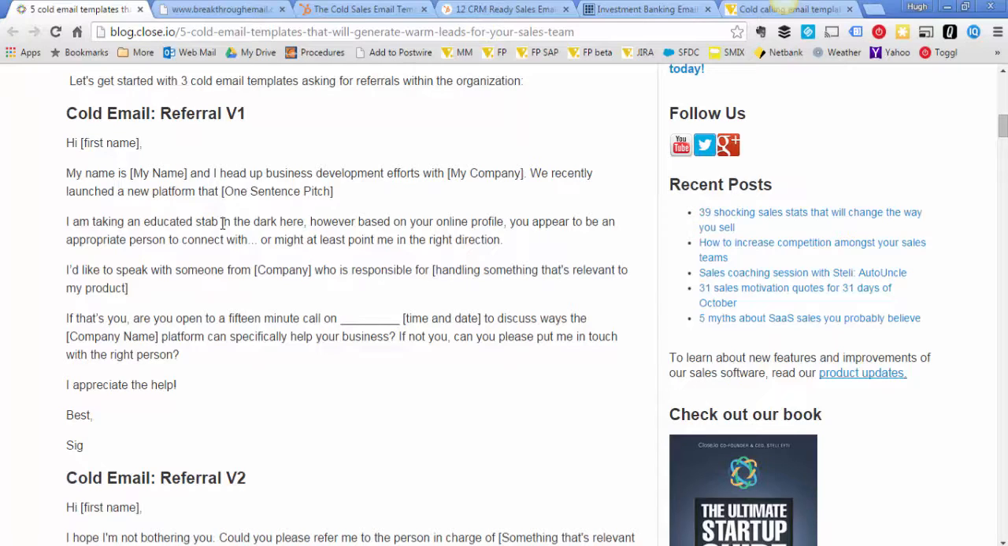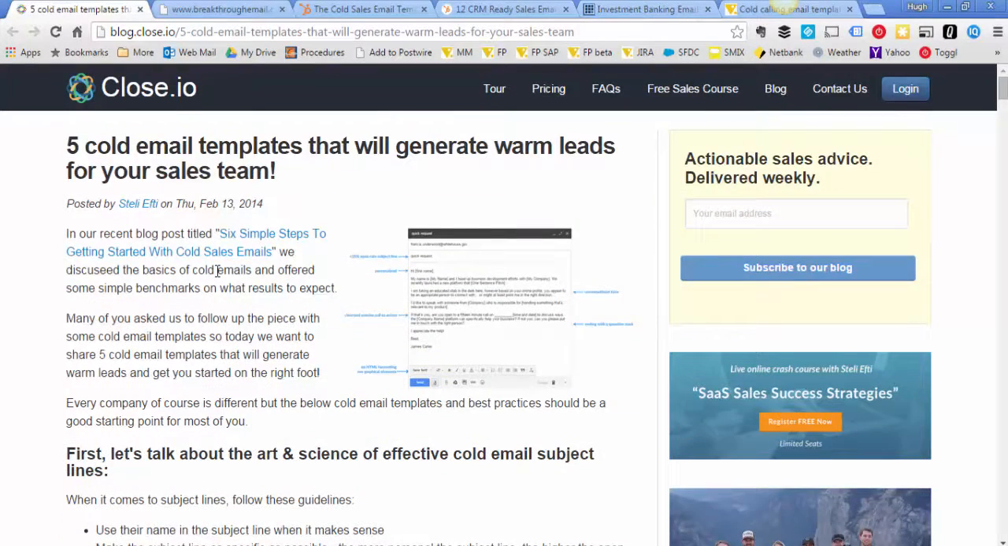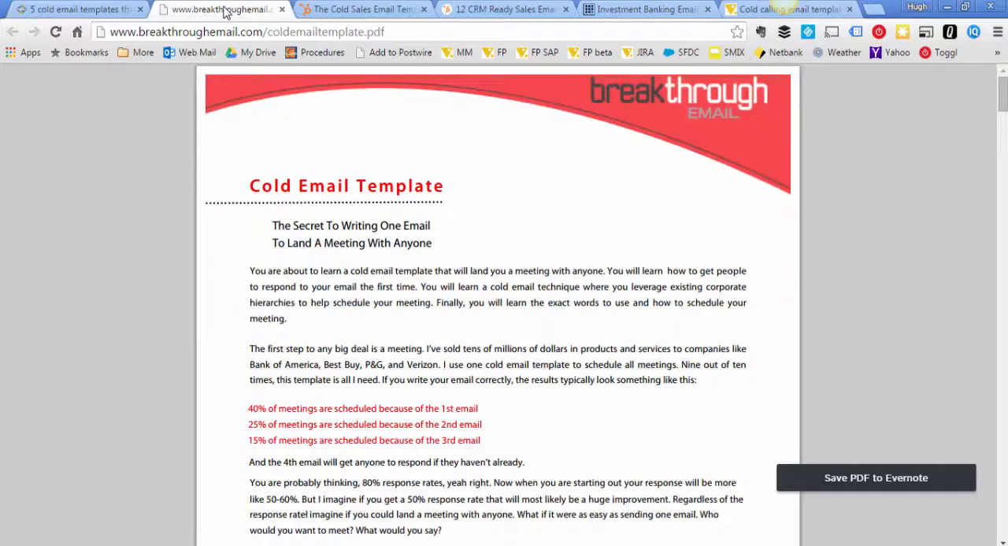Spend 5 minutes doing some research. It's, I think, 101 stuff. Now, love the blog otherwise, but I think that's a big missing point. Next one, cold email template by breakthrough email.